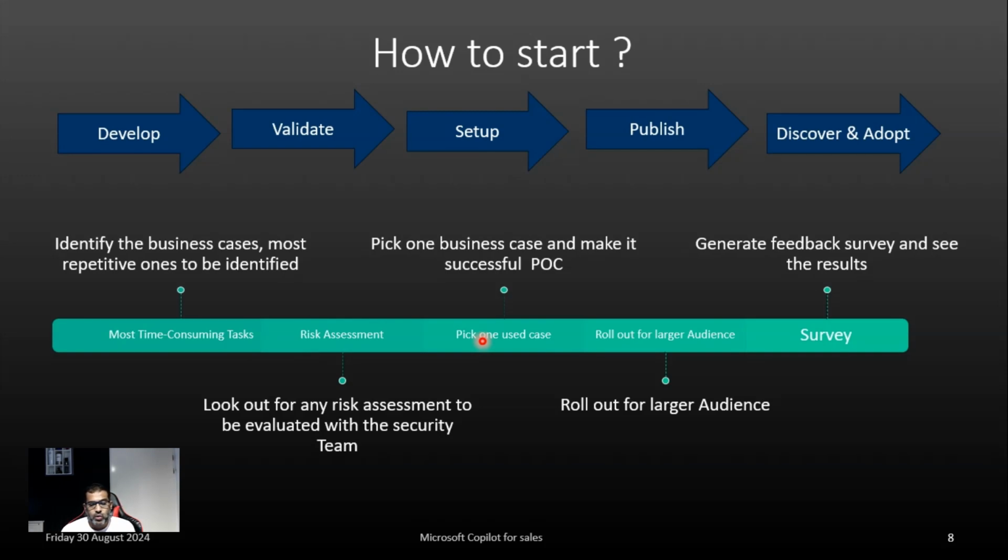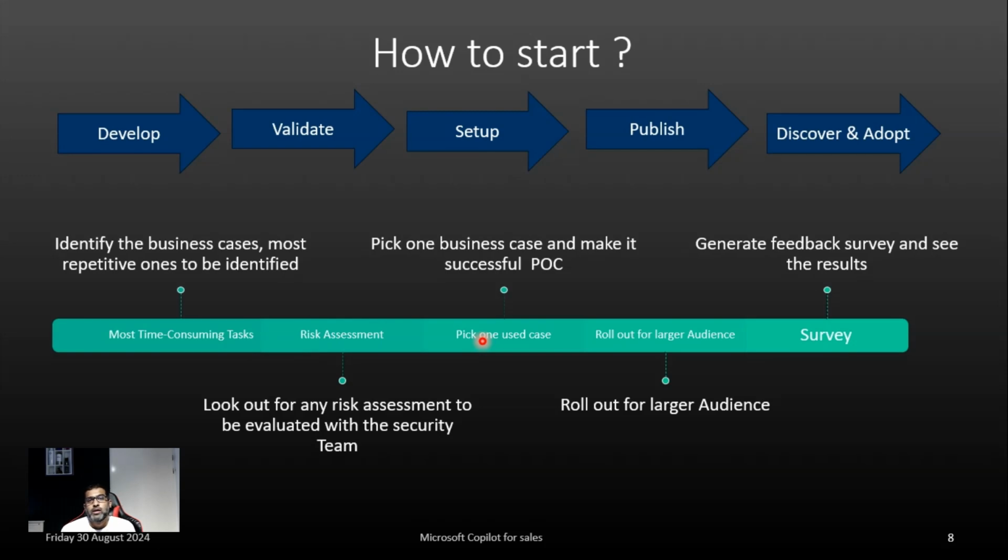And finally, you're going to pick one business case and make it a successful POC. But here, it's suggested to look for a few pilot users who are techie and who are really interested in adopting new technologies. After that, you're going to get the feedback from them, which is really good because they know the current system and process well, and they can give you better improvements on how to roll it out to a larger audience.